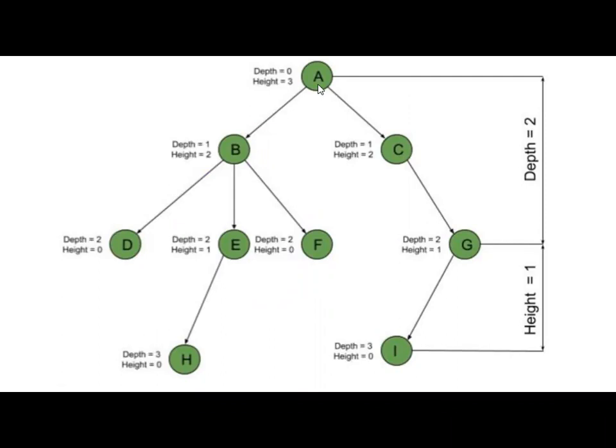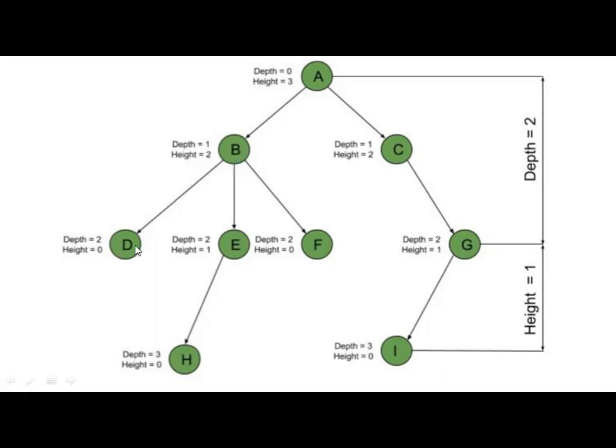Now see, A is the root node, depth is 0, height will be 3. Then B and C are child nodes of A. So you can say depth of B is 1, depth of C is 1. Depth is nothing but level numbers, and height is 2 here. Why 2? Height of node B means from this node to the longest leaf node. H is the longest leaf node. So 1, 2, there are 2 edges. That's why height of B is 2 here.